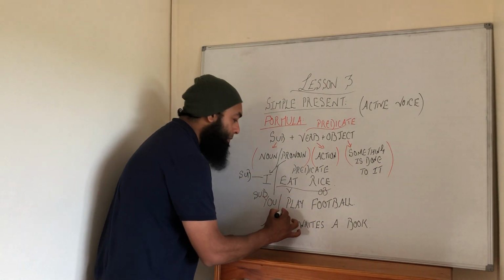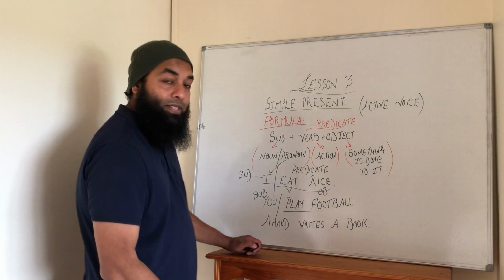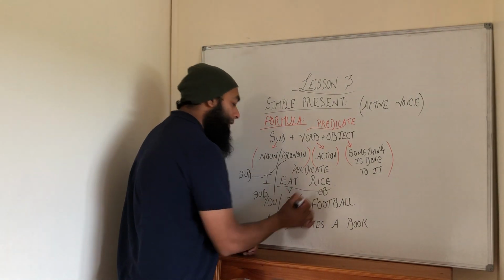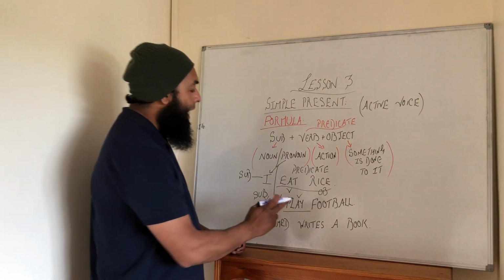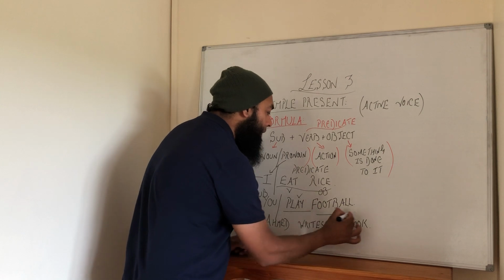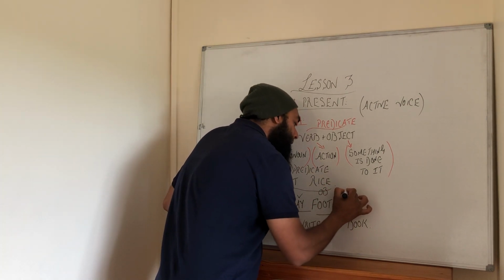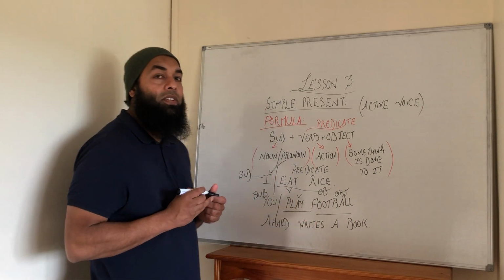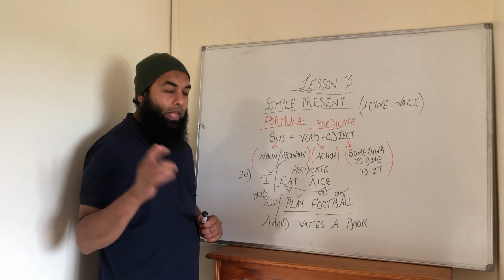Then we need play. What is play? Play is our action, okay? Because you know, you play football, so you have to run. This is an action. And what do we play with here? We play with football, okay? So football is an object. Very easy to make sentences if you just follow the formula, okay? You won't go wrong then, okay?